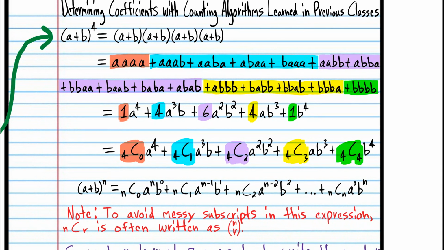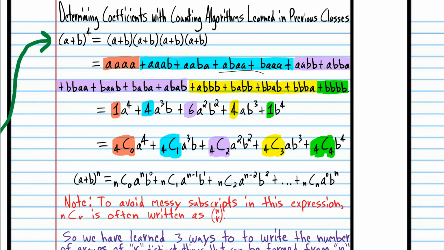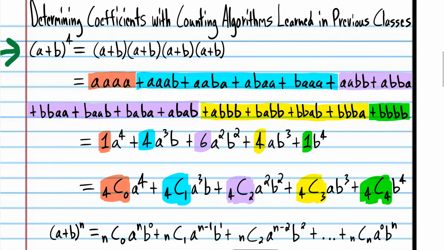And what you'll find out is the number of blue terms is equal to how many ways you can choose one thing out of 4 things. The number of purple terms is how many ways you can choose 2 distinct things out of 4 distinct things. Technically, they have to be distinct. And the number of yellow terms is the number of ways that you can choose 3 distinct things out of 4 distinct things.